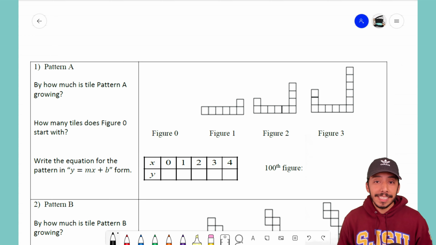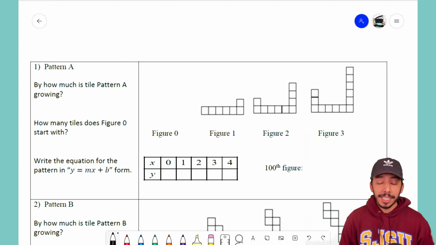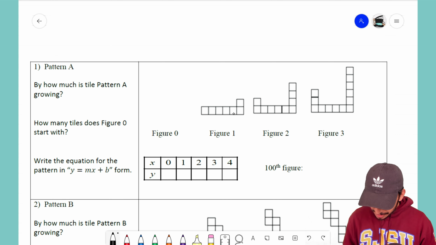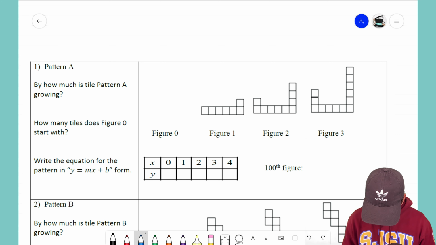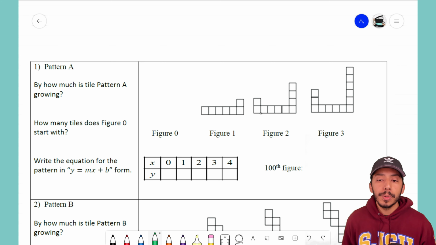A nice way to identify how your tile patterns are changing is to shade in the new tiles that are being added. Here's what I mean by that. I have figure 1 here, and I see figure 1 has 1, 2, 3, 4, 5, 6, 7 tiles. They have 2 tiles on the right side and 1 tile on the left side. As I move over to figure 2, instead of just having 1 tile on the left side, they now have added a new tile to that side.